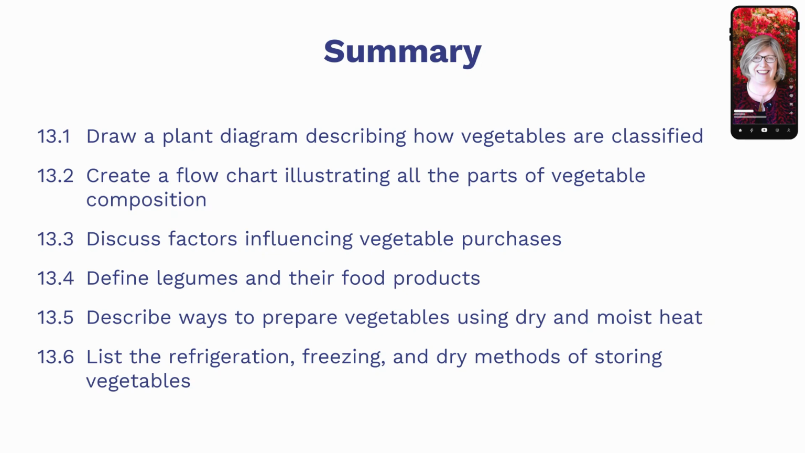We talked about a flow chart illustrating all the parts of the vegetable composition. We discussed factors influencing vegetable purchases. We defined legumes and their food products. We described ways to prepare vegetables using dry and moist heat. And we listed refrigeration, freezing, and dry methods of storing vegetables. This concludes the lesson on vegetables and legumes.